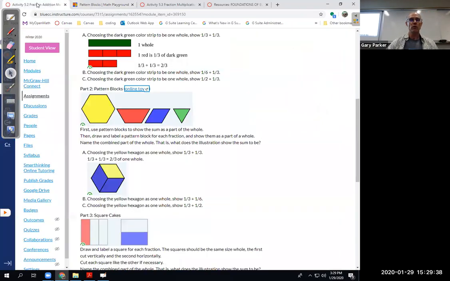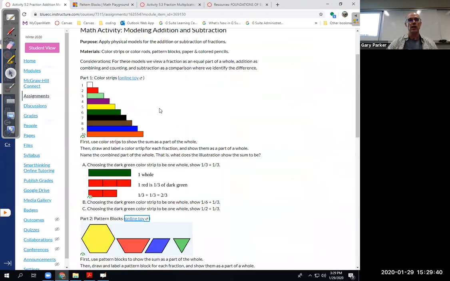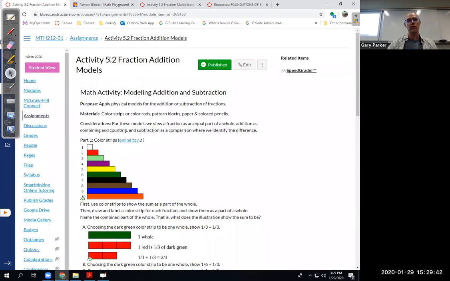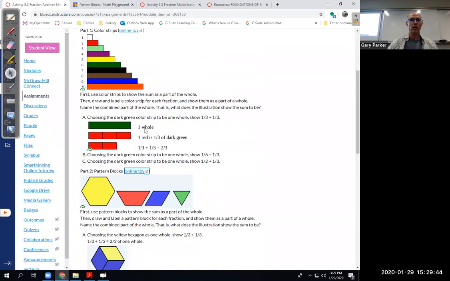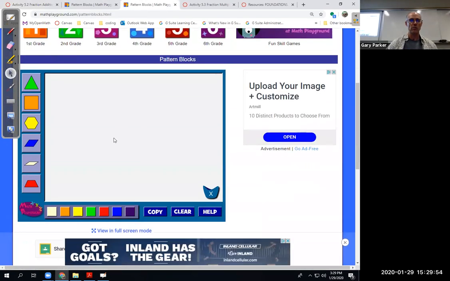Summer at home, if you don't have these toys, I have a link in activity 5.2, part 2. There's a link to the online toy I'm playing with for pattern blocks. And when you first open that, your browser may object to it, and you may have to push a little button that says, hey, let Flash load.